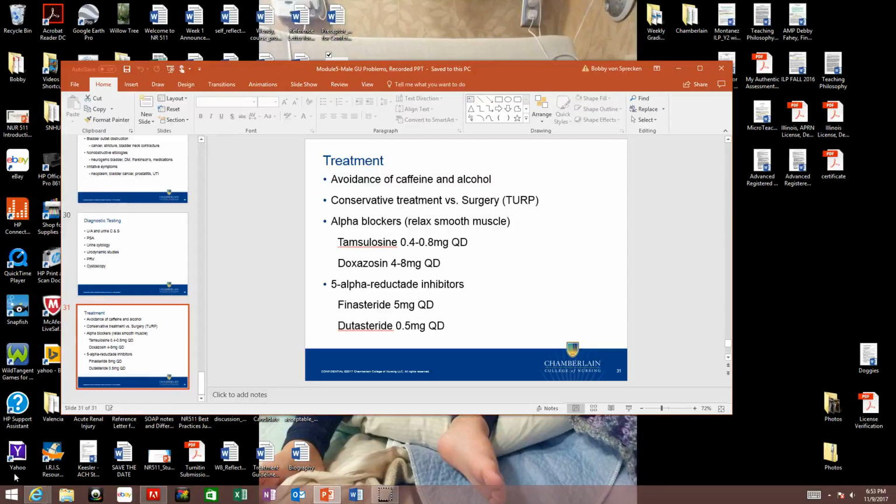Medication therapy typically includes alpha-1A blockers, which relax the smooth muscle around the bladder neck, and 5-alpha reductase inhibitors, which block the conversion of testosterone to DHT. The main ones are shown on this slide. Surgery may be indicated as well when there is urinary retention or when other symptoms are unmanageable, in which case a transurethral resection of the prostate, known as the TURP, is performed.